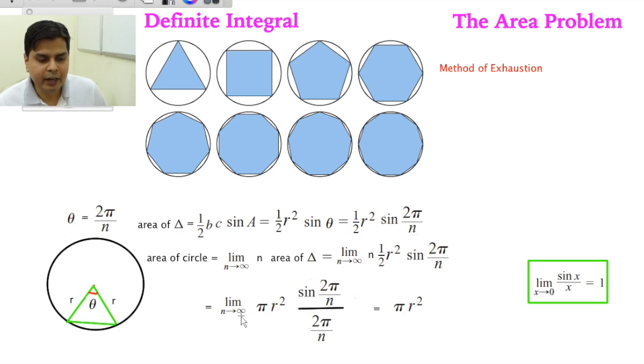Now you see, as n tends to infinity, what happens? This 2 pi by n will tend to 0. Now I can use the formula limit x tending to 0 of sin x by x is equal to 1. So this whole thing will go to 1, and I will get the area of the circle as pi r square. This is a very simple derivation of the area of a circle using this method of exhaustion.